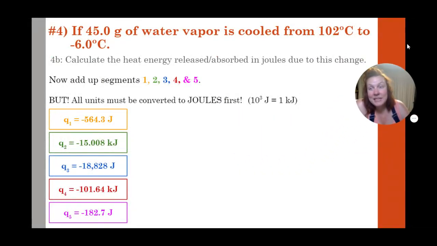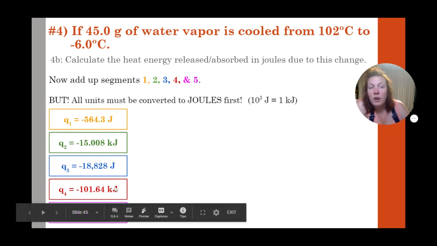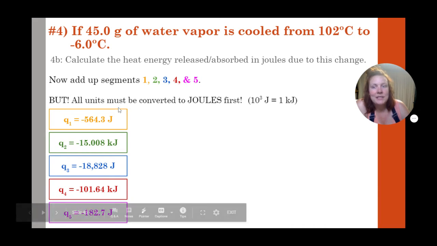Now, the best part of this, we just have to add up segments 1, 2, 3, 4, and 5. But we have to be really careful. We need to make sure that all of our units are the same. You can multiply things that aren't the same unit, but you cannot add or subtract things that aren't the same unit. So they need to be the same. Take a look at this. It's asking us for the answer in joules.